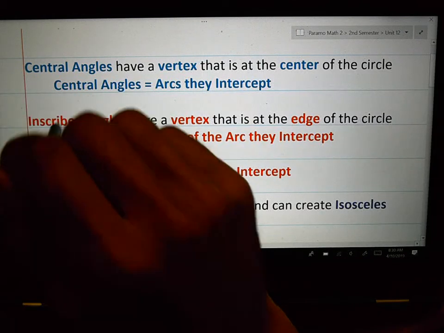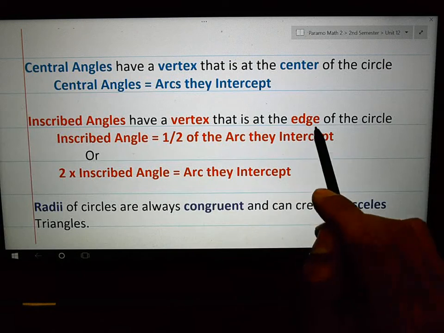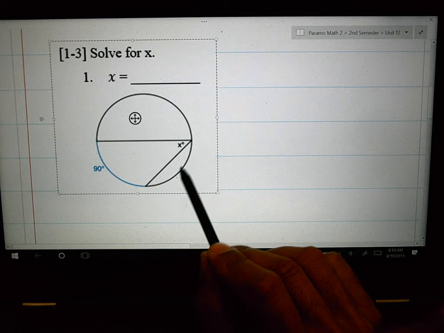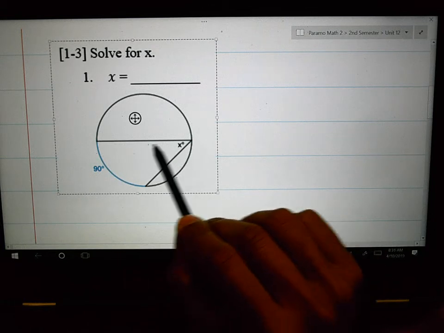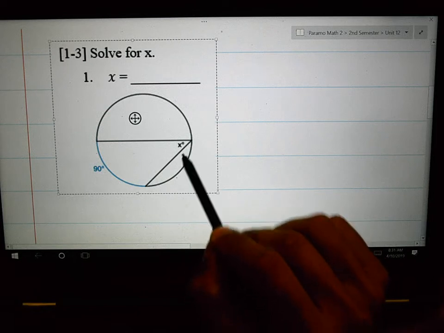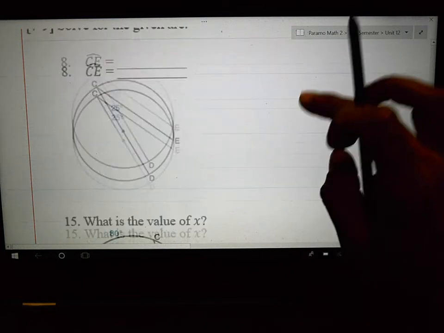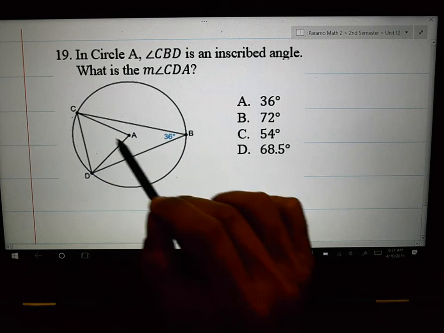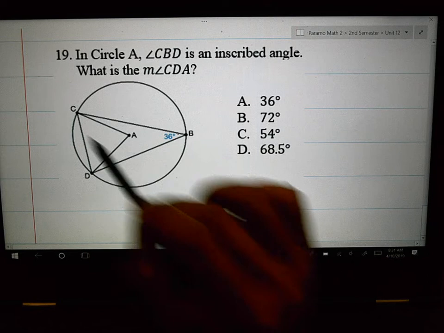The inscribed angles that are in section 2 are different because they have a vertex that is on the edge of the circle. I kind of want to show you a couple pictures. This picture here, if you notice the vertex, the V part of that angle, is on the edge of the circle. This is an inscribed angle. Inscribed angles are different than central angles. This is a central angle. This is an inscribed angle.